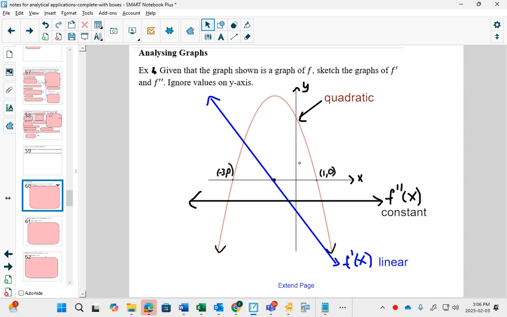What does the first derivative tell us? The first derivative finds us critical points, and those critical points match up with maximums or minimums. So if on my original graph I have a maximum there, does it make sense that on my derivative graph I would have an x-intercept?